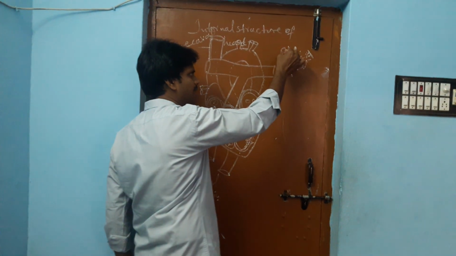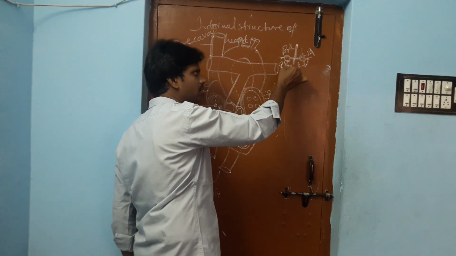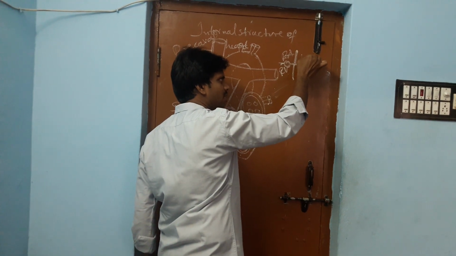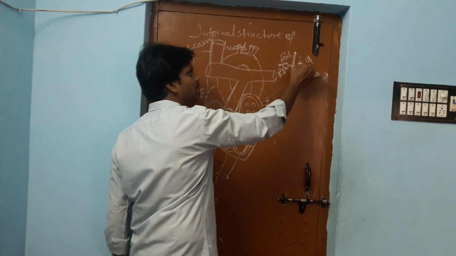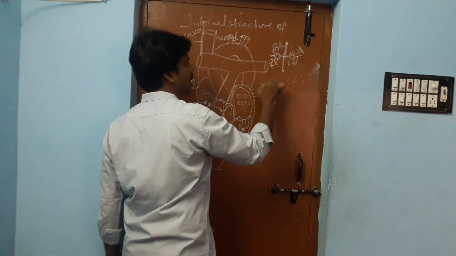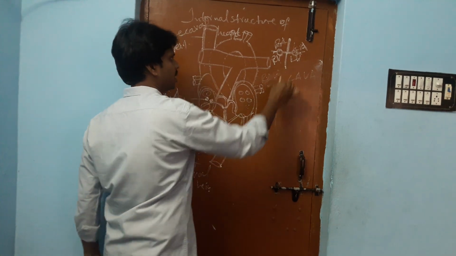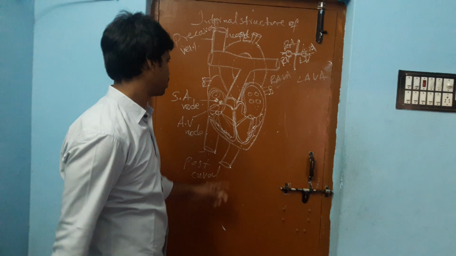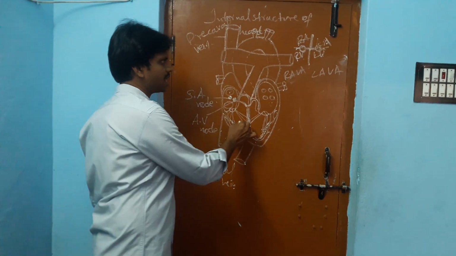The deoxygenated blood is pumped from the right auricle to the right ventricle through this aperture. Oxygenated blood that is collected in the left auricle is pumped into the left ventricle through the left auriculoventricular aperture. Here, the right auriculoventricular aperture. This is the interventricular septum, interauricular septum, auriculoventricular septum. Let us discuss the right ventricle.